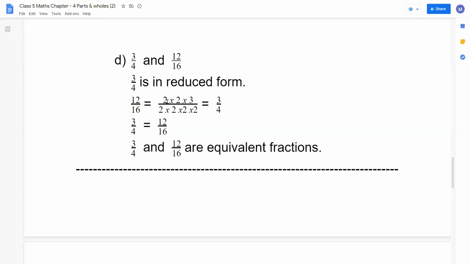What is common here? 2 times 2 in the numerator and 2 times 2 in the denominator are common factors. So that is cancelled. What is left in the numerator? Only 3. What is left in the denominator? 2 2s are 4. So 12 upon 16 is equal to 3 by 4. And the first given fraction is also 3 by 4. So it is equal to the reduced form of the second fraction. So 3 by 4 equals 12 by 16. So 3 by 4 and 12 by 16 are equivalent fractions.